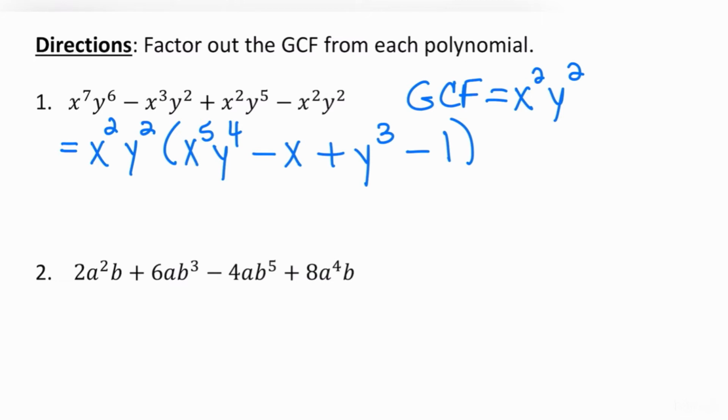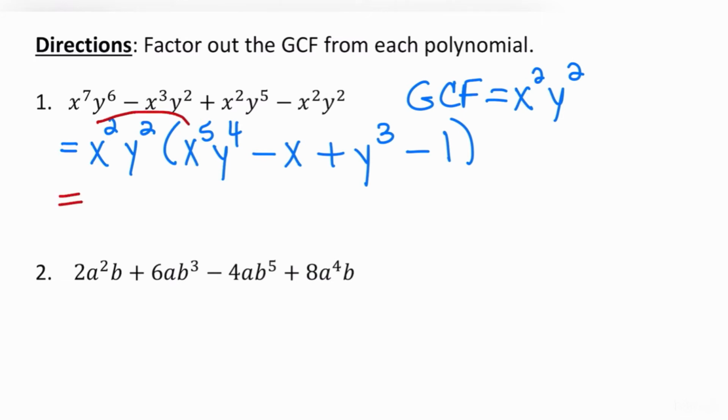And just to show you what I mean by distributing, we're going to take this final answer and now we're going to multiply everything out by using the distributive property. And this is a way for us to check to see if we actually did this correctly, or if possibly we missed a term, we made a simple mistake. So this is an easy way to check. So we're going to go ahead now and we're going to distribute.